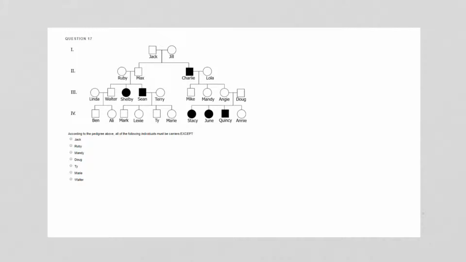Question 17, we're asking about which of the individuals would not be carriers. So which ones must not be carriers? Well, just looking through here, Jack and Jill have a child that is affected. So we know they're definitely carriers. Okay, Ruby and Max have affected children, so they're both carriers. We know that, Charlie and Lola, they don't have children that are affected, but all of their children would have inherited a little a from Charlie. So these are all affected, or possibly carriers, is the way we would say it. Angie and Doug have children that are affected, so they are both carriers.